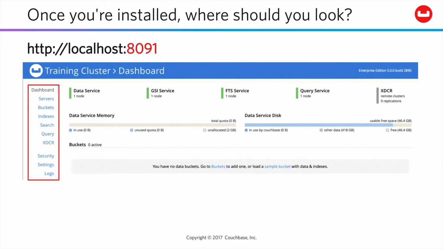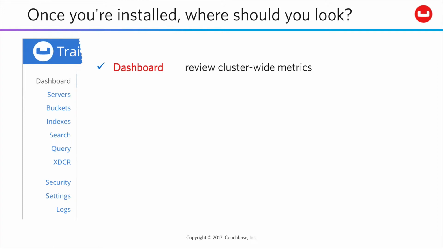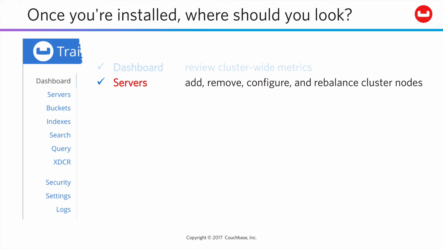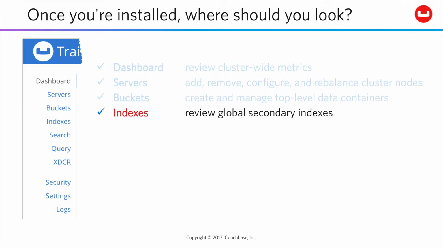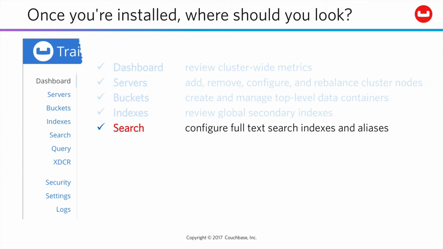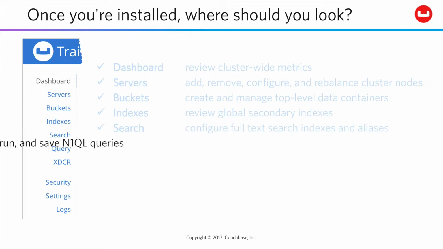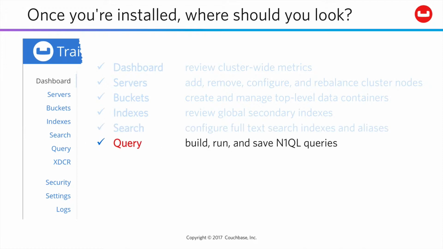Navigation's on the left. The UI opens on the dashboard where you can quickly review cluster-wide metrics. The servers screen lets you add, remove, configure, and rebalance the nodes in your cluster. The bucket screen lets you create and manage these top-level containers and their documents. The indexes screen lets you review the definition, type, and status of each of your indices. The search screen lets you define full-text search indexing and run test queries. The query screen is a full-featured UI for building and running N1QL queries.